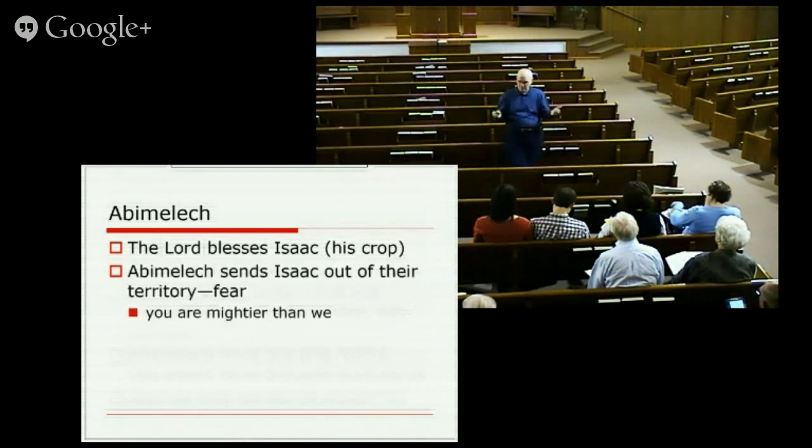So Abimelech gets concerned. You're a mighty, mighty man. You're mightier than us. Get out of our territory. Leave us. Let us alone. You're mightier than we are. It's just some fear seems to be in Abimelech here because of the might that Isaac has and the relationship he knows he has with God, it seems like.